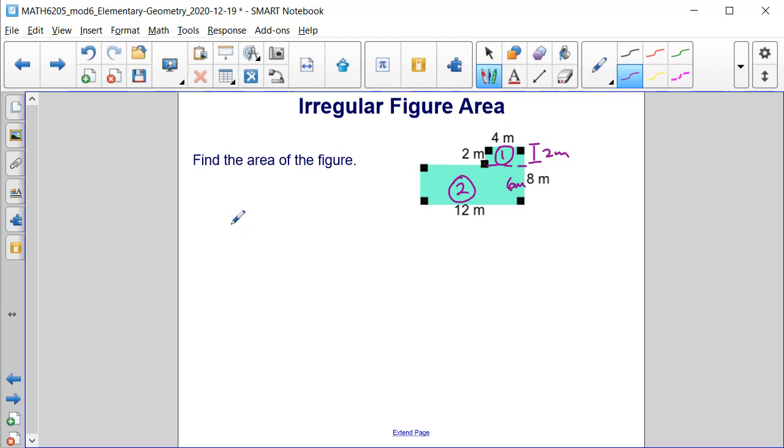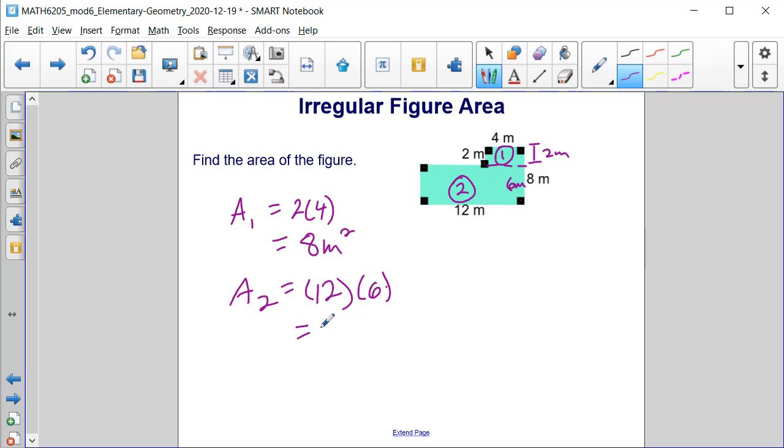So now let's find the area of each one. The area of the first rectangle is found by multiplying 2 times 4, and when we do that, we'll get 8 square meters. And now let's do area 2. It's found by multiplying the length, which is 12, by the width, which is 6. And when we multiply those together, we get 72 square meters. And then if we add these two up for the total area, we will end up getting 72 plus 8, which is 80 square meters.